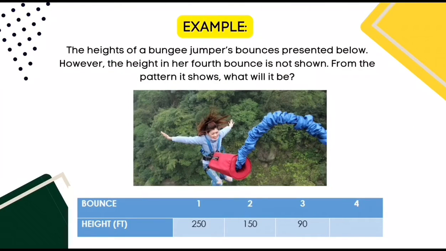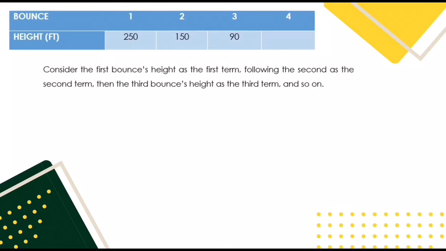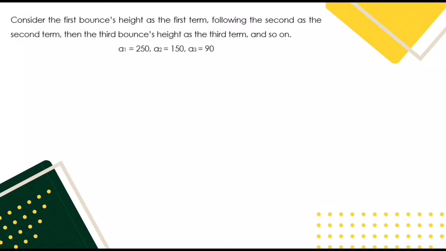The heights of a bungee jumper's bounces are presented below. However, the height in the fourth bounce is not shown. From the pattern it shows, what will it be? Let us first observe the sequence of the heights in the table. Now, let's consider the first bounce height as the first term, the second as the second term, the third bounce height as the third term, and so on. With that, a sub 1 is equal to 250, a sub 2 is equal to 150, and a sub 3 is equal to 90.